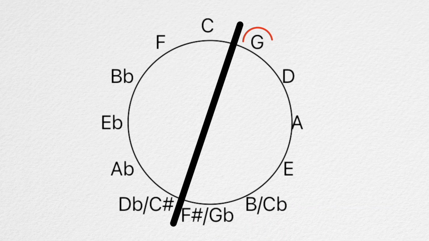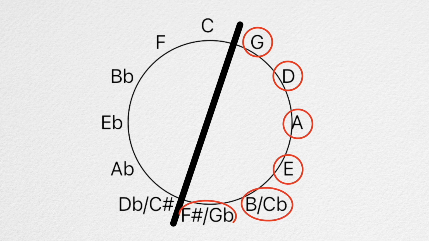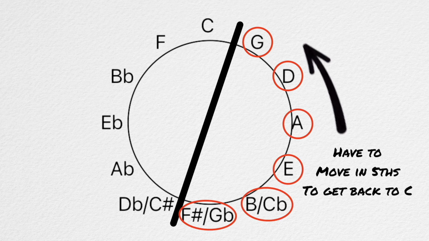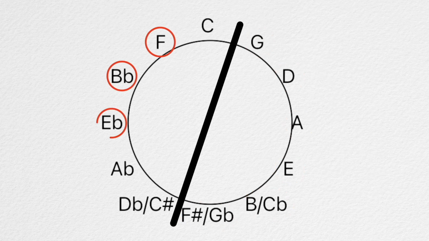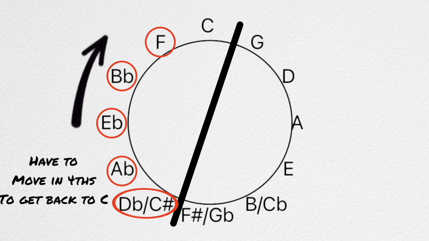If a chord's root is clockwise of the axis, the motion needed to get back to the key center is perfect, essentially moving in a series of fifths. If the chord's root is counterclockwise of the axis, the motion needed to get back to the key center is plagal, and this will flip as well.